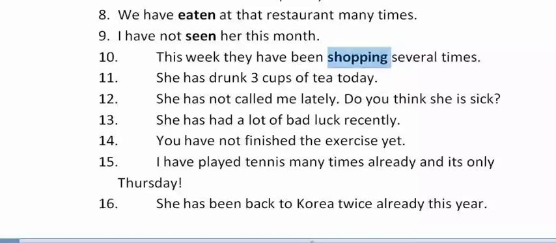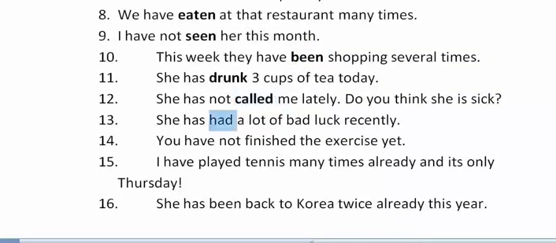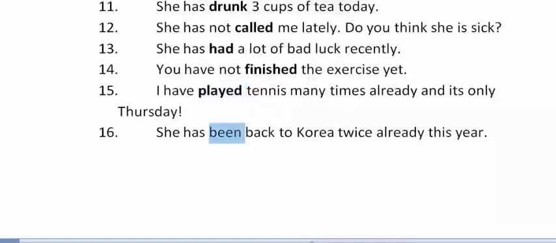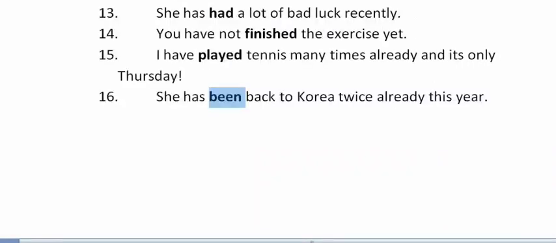Is that a mistake? Yes, it is. Been is a verb here. Has drunk, called, had is a verb here. Finished, played, been. Alright, that's about it. Let's check out the final scenario where present perfect tense is used.